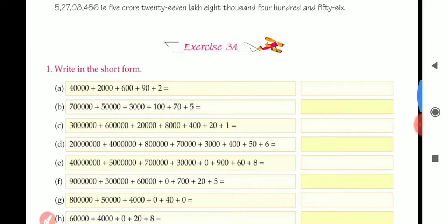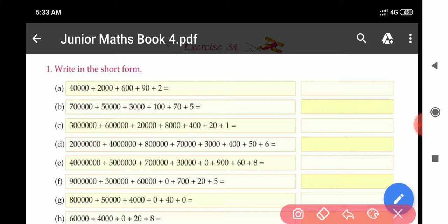Now come to exercise 3A. Question number 1. Write in the short form. It is given 40,000 plus 2,000 plus 600 plus 90 plus 2. So how will we write 40,000 and 2,000? So 42,000. We can write it like 42,000 comma 692. Okay.